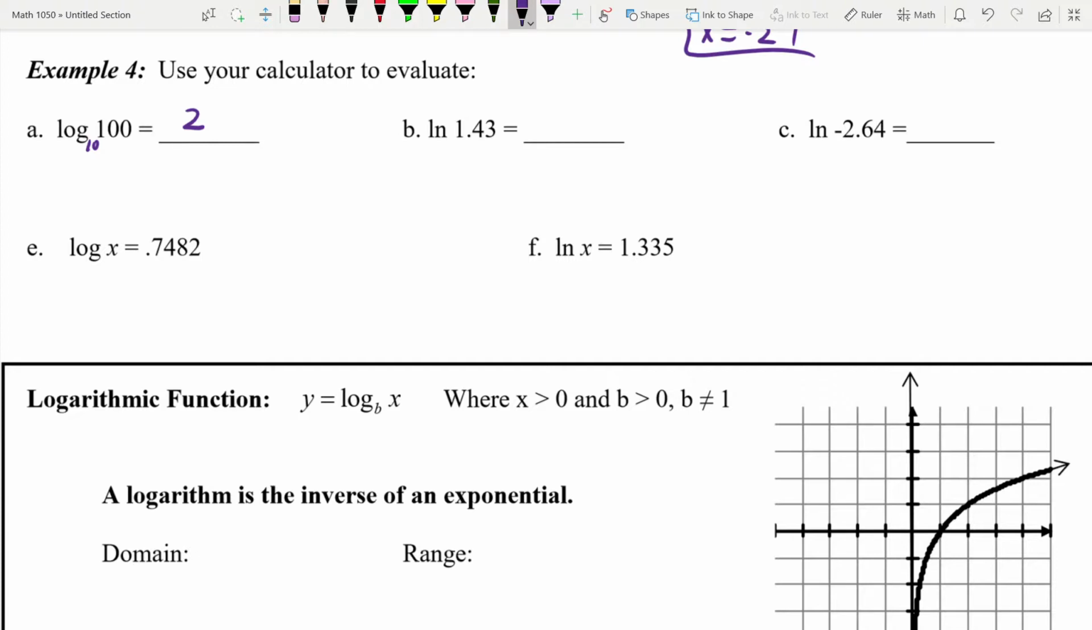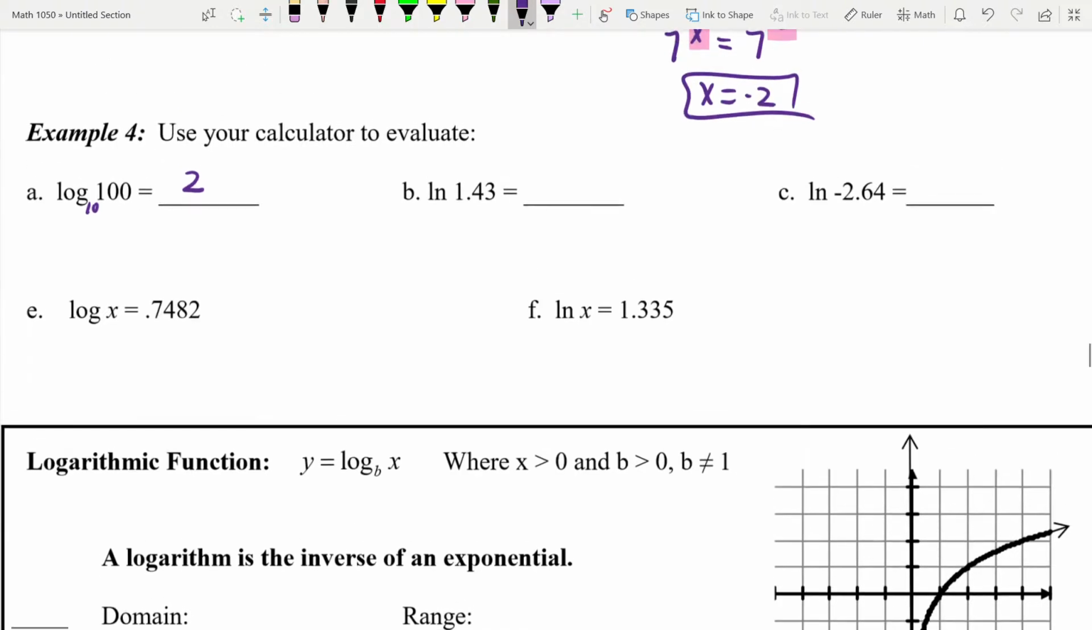Do the next one. ln. ln is weird. I missed one lesson. Did we talk about ln yet? We did not. Okay, everybody write down underneath it, this ln is the exact same thing as log base e of 1.43.